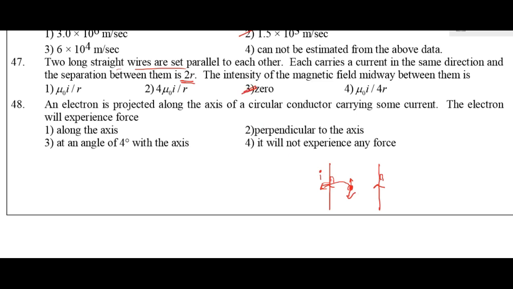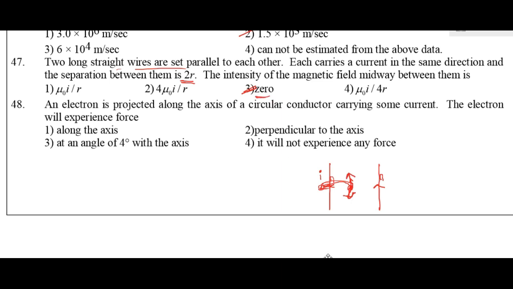Right? Here we have to place the thumb here and curl your fingers, then your fingers will be going into the plane, downward. So this is downward, and for this one the magnetic field is upward. These two are equal and opposite, so they cancel out each other. So the net magnetic field will be equal to 0.